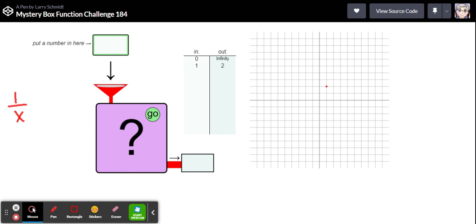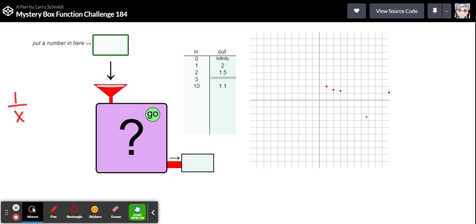So 1 gives us 2, so it's not just 1 over x, because that should give us 1. How about a 2? And that's 1.5. How about a 3? Oh, and that's 1 and 1/3. Interesting. I might have an idea about this already. I'm going to put in a 10 actually. And 10 gives us 1.1. Okay. I think I might know what's going on.